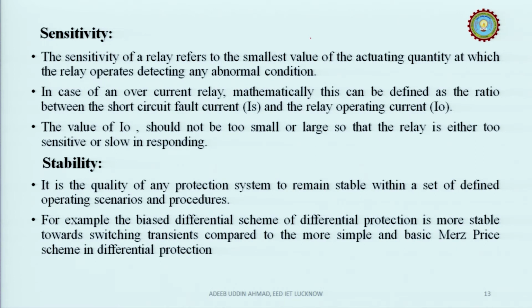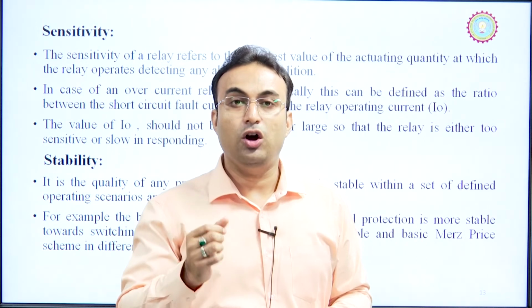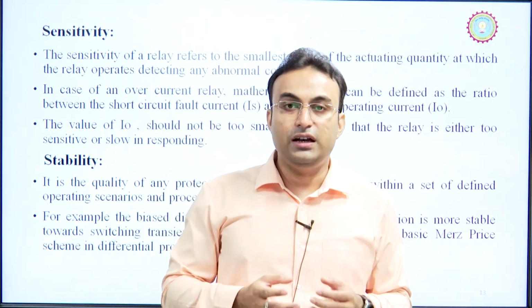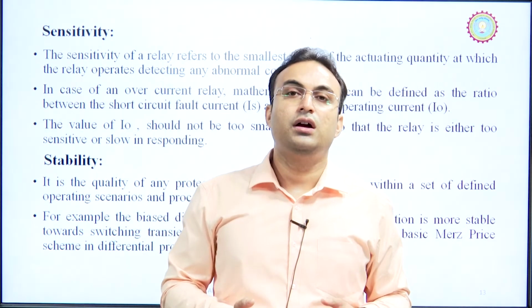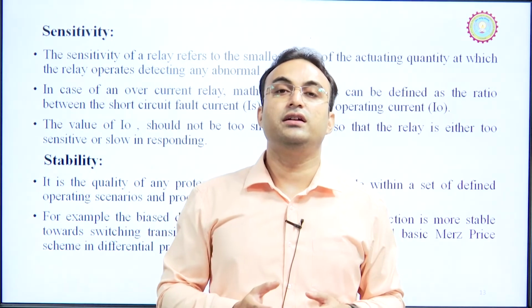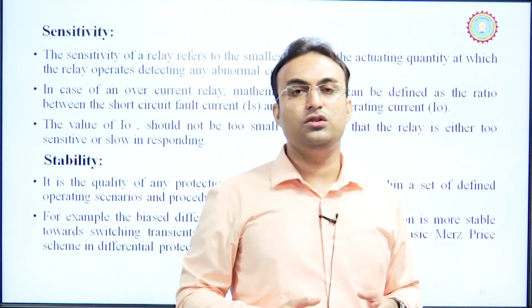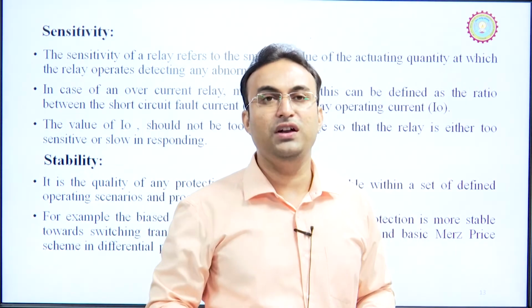When the relay is too sensitive, a small value of current or some small fault can operate the relay. This is the ability of the relay. If the relay is not sensitive enough, a high value of fault current is not detected by the relay. This is called the failure of the relay. So, the relay should not be very slow and not be very fast.